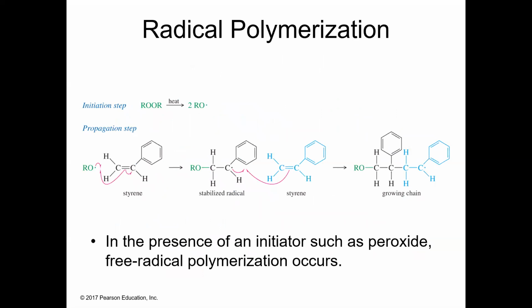Free radical polymerization is commonly used industrially, particularly with polyethylene and polystyrene. Okay, we break a peroxide into two alkoxy radicals. These split up the pi bond to produce a free radical. The free radical attacks another molecule of alkene, which generates another free radical. Another alkene attacks that, and then the chain grows.